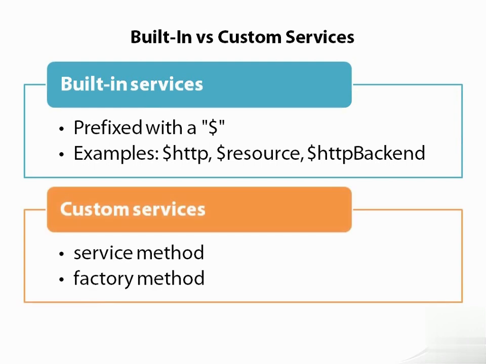You can create your own custom Angular services for your business logic. There are several ways to create your own service. One approach is to use a service method. A service method defines a function that can be constructed. The most common approach for building a custom service is to use a factory method. A factory method defines a function that can be invoked. We'll use the factory method approach.